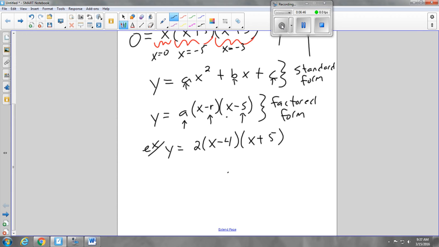Right. The x-intercepts are going to be 4 and negative 5. So it's always the opposite of what the symbol is. So right now the symbol is negative on that one. It's positive on that one. So it's the opposite. So that's where it's going to cross the x-axis. So this thing would cross the x-axis at negative 4 and at positive 5.